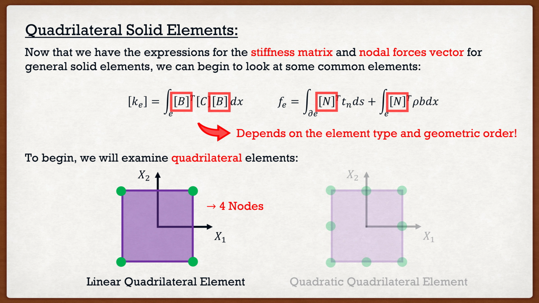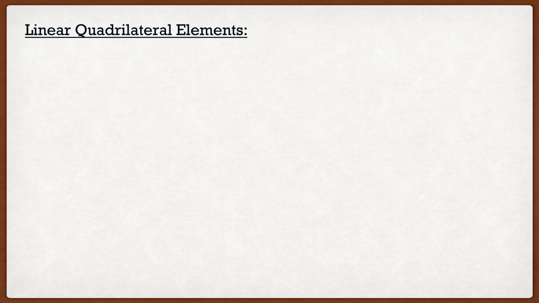Now we can extend this to a quadratic quadrilateral element. I know I'm going to mess up saying that so many times. It's quite a tongue twister for me. In this element, we introduce 4 additional nodes at the midspan of each of the surfaces, resulting in a total of 8 nodes. Now to begin, we're going to look at the linear quadrilateral elements because, as you may have guessed, the linear case is going to be more simplistic than the quadratic case, but in the end, it's always going to be the same procedure.